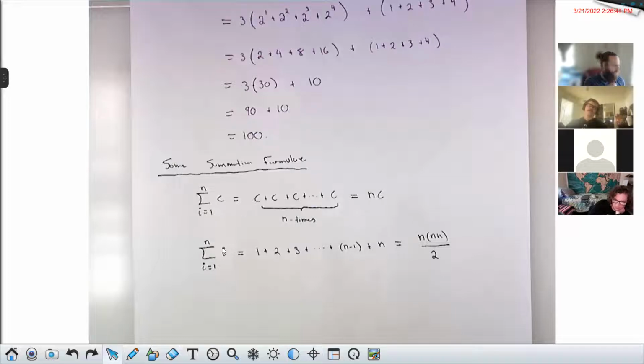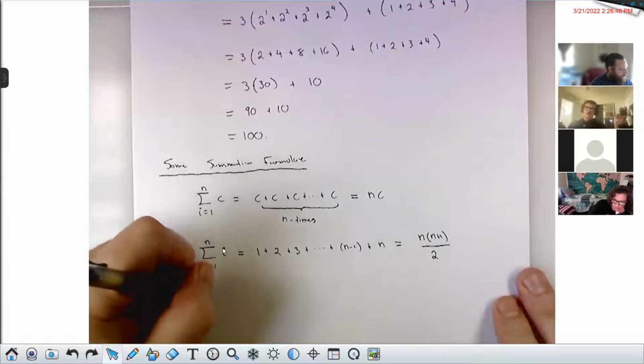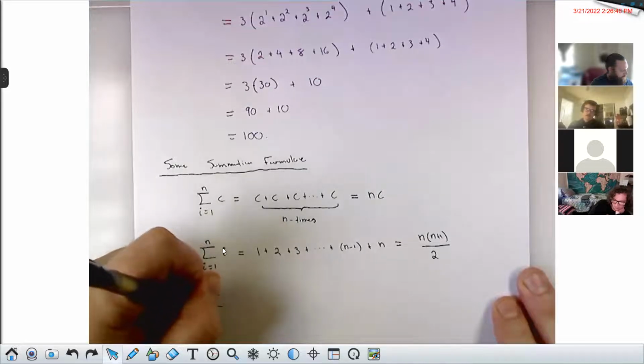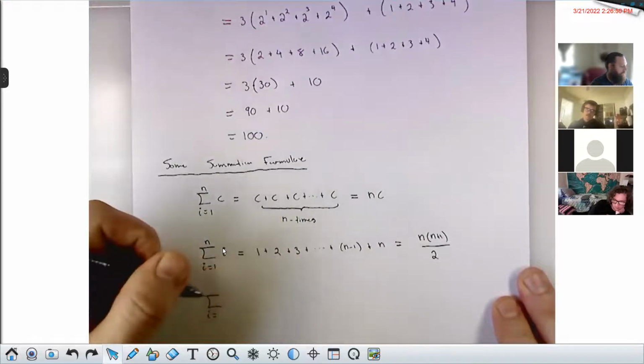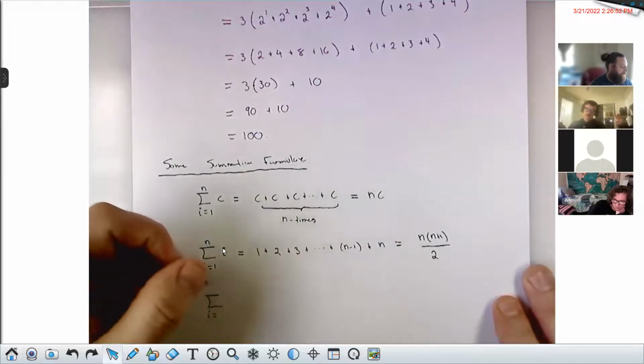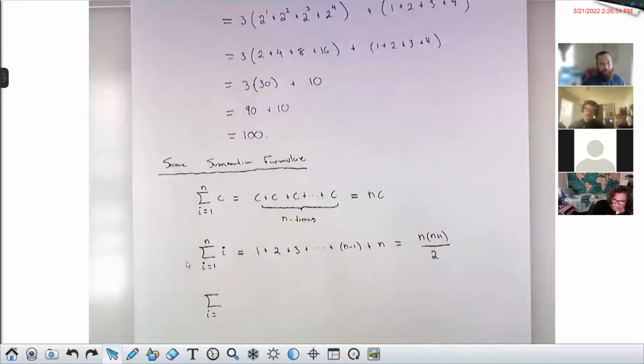I always thought that was a cute story. Would the bottom term still be 2 if I was not 1? No. So if you change this starting index from 1 to something else, this formula does not work. And that's true for this one also. Okay. Yeah, so all of these do require that the starting index is 1.